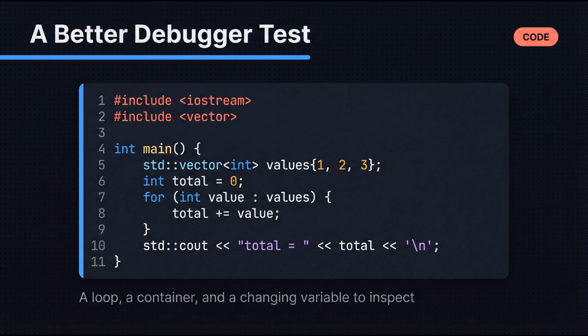Set a breakpoint on the line inside the for loop, the line that updates total. Step through each iteration and watch total change from 0 to 1, then to 3, then to 6. If you can see those values updating in the debugger's variable panel, your setup is working correctly. This gives you a loop, a container, and a changing variable. Everything you need to verify that debugging actually works.